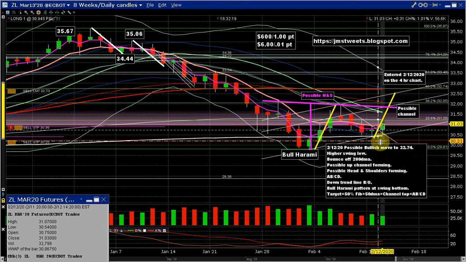My entry was 30.94, so it's roughly like 70 cents risk, and the possible gain, let's say about 31 to about 33. So that's about $2 versus 70 cents. So that's a fantastic risk-reward ratio.